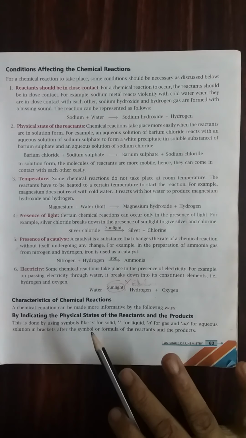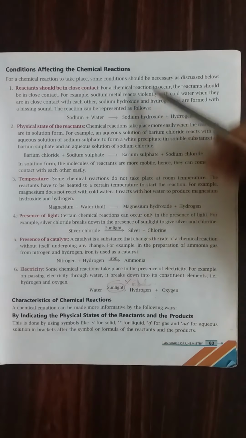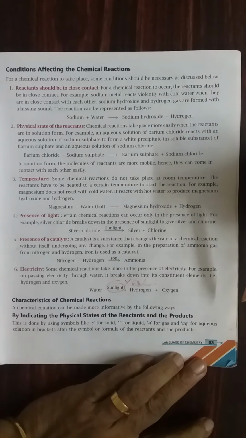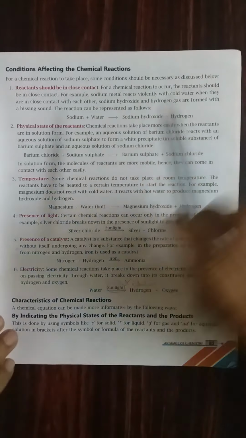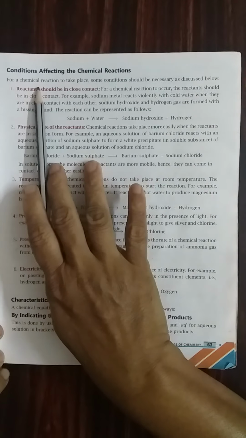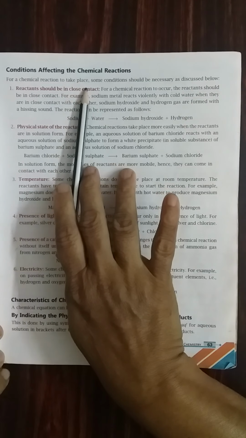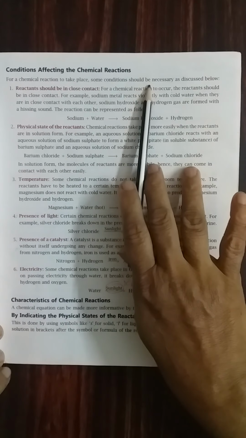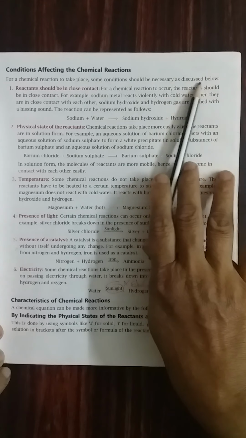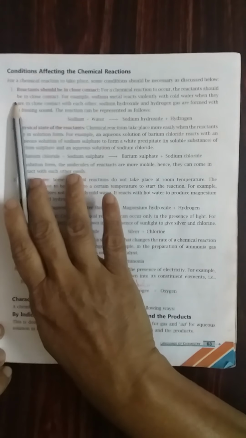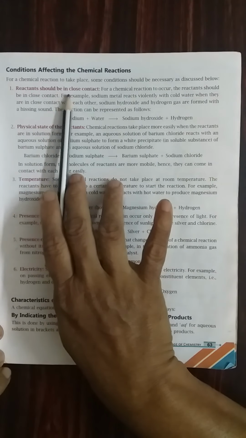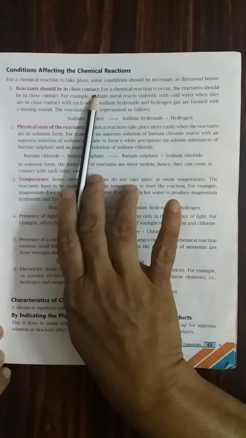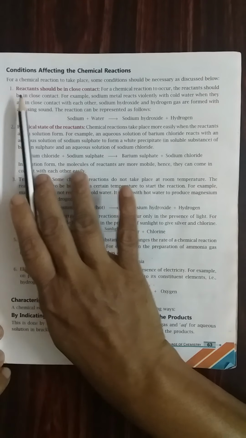Conditions affecting the chemical reaction. Page number 63. Listen carefully. For a chemical reaction to take place, some conditions should be necessary as discussed below. 1. Reactants should be in close contact. That is the first point.